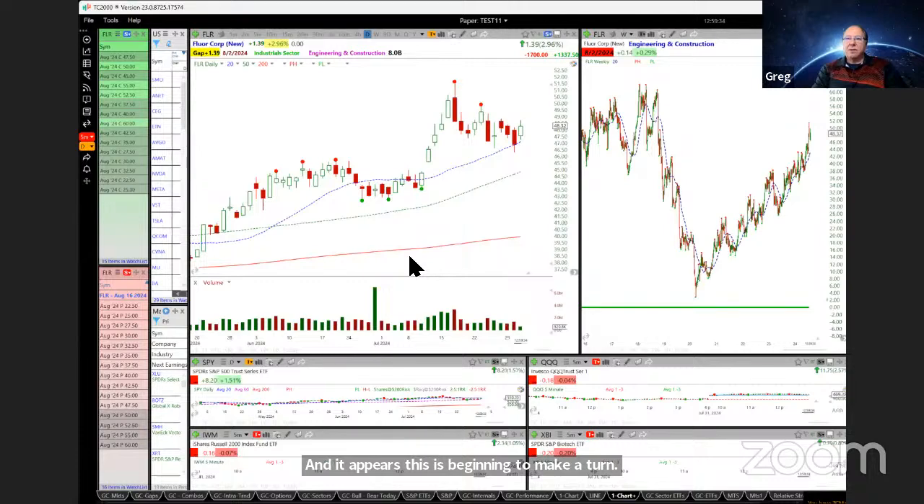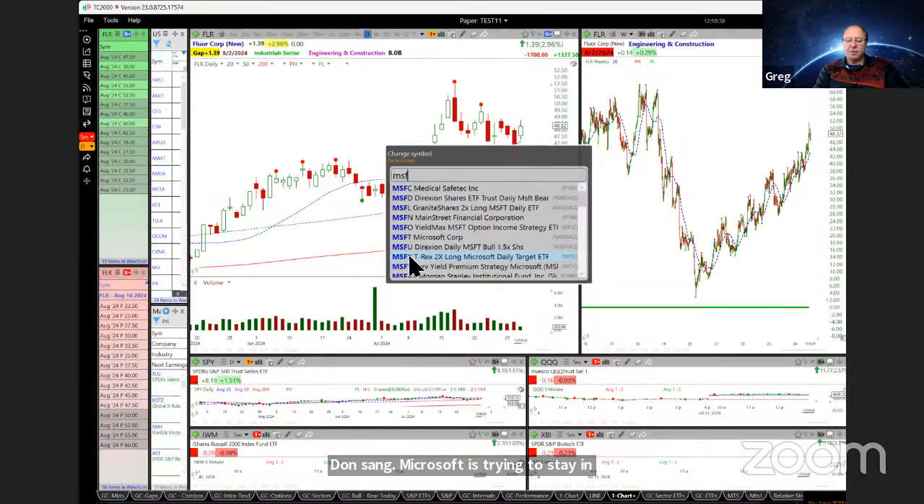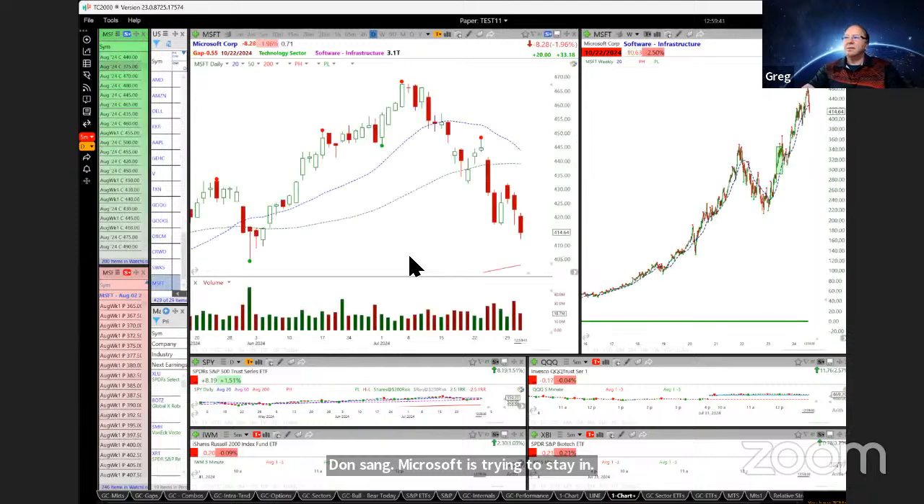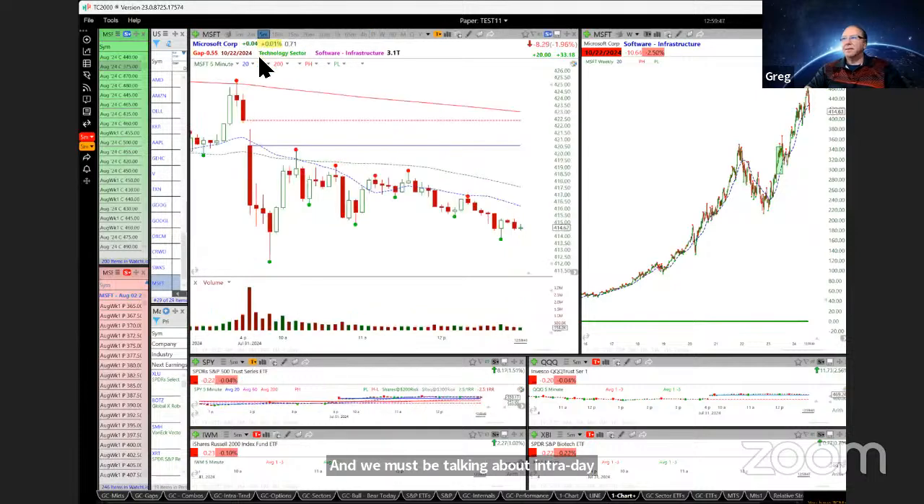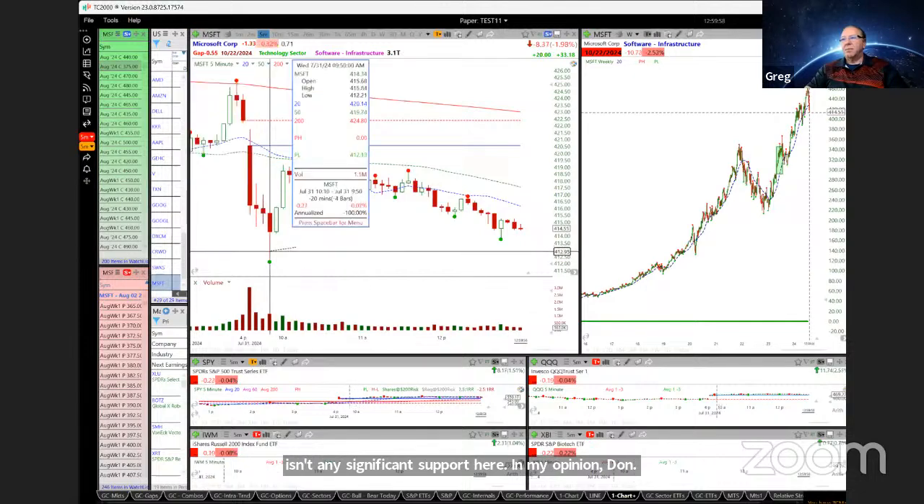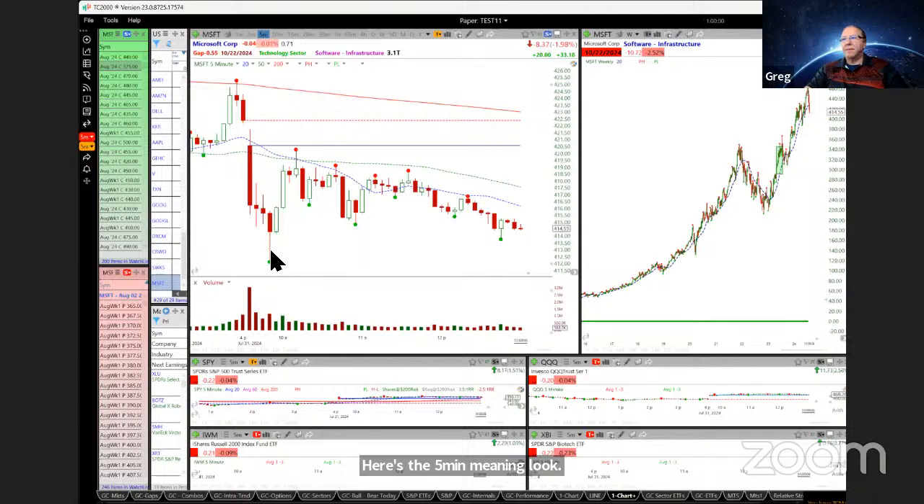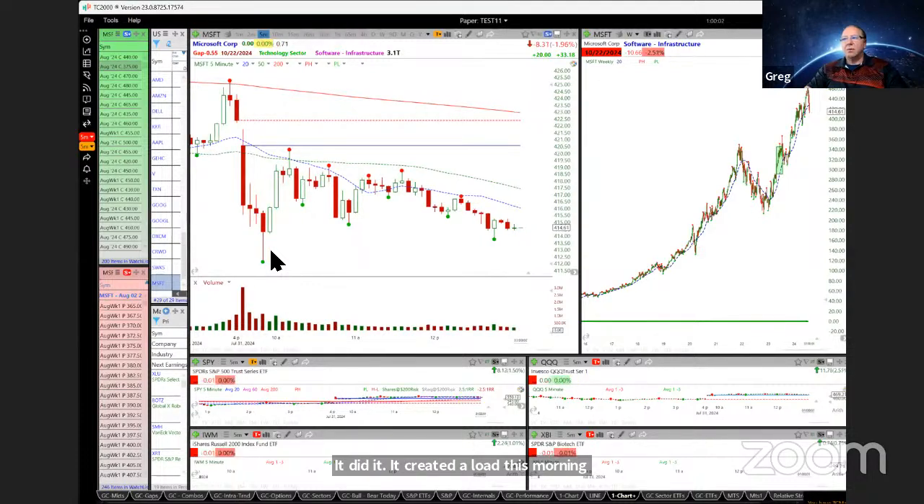Don saying Microsoft is trying to stay in the support zone. And you must be talking about intraday, because there isn't any significant support zone here, in my opinion, Don. Here's the 5 minute. Meaning, look, it created a low this morning. So this is relatively weak.